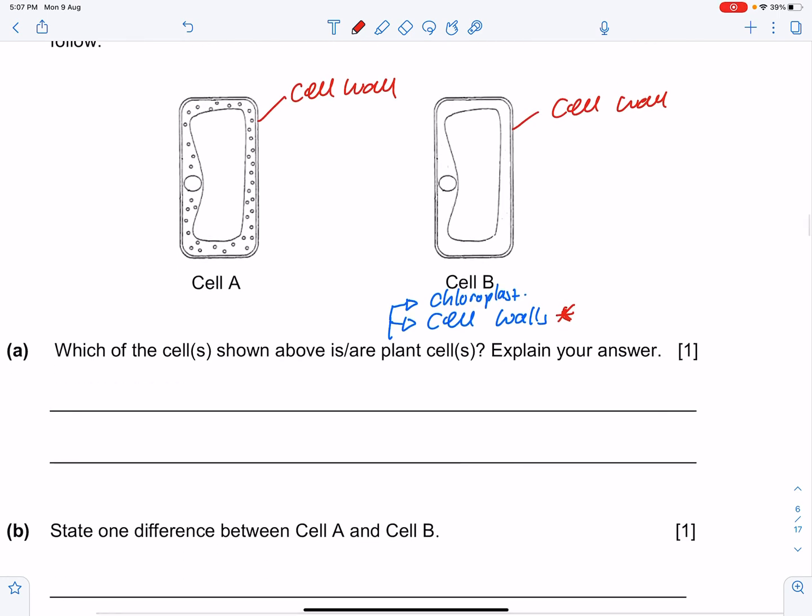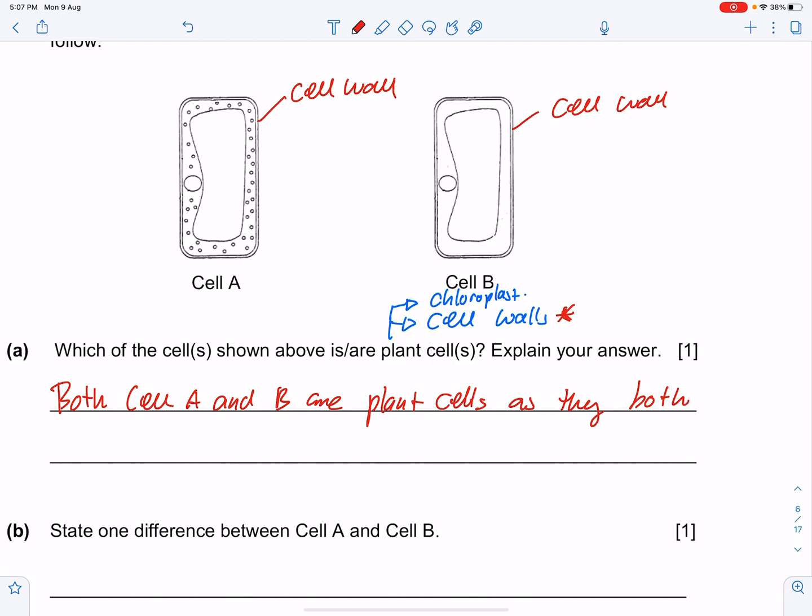So explain your answers. So you have to say both cell A and B are plant cells, as they both have cell walls found in plant cells.